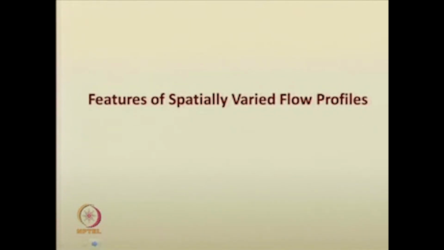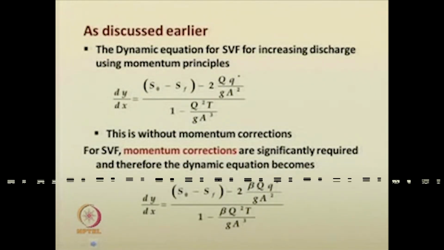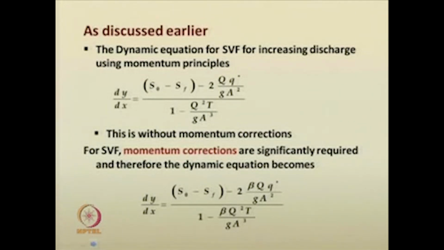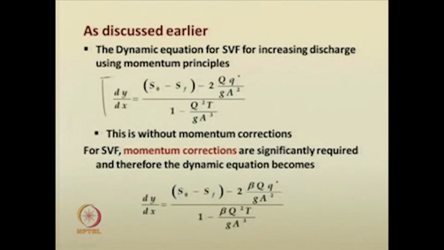Today, we will be dealing with some of the features of spatially varied flow and its profiles. So, as discussed earlier, the dynamic equation for spatially varied flow in the case of increasing discharge, we had derived using momentum principles. It was given in the following form.